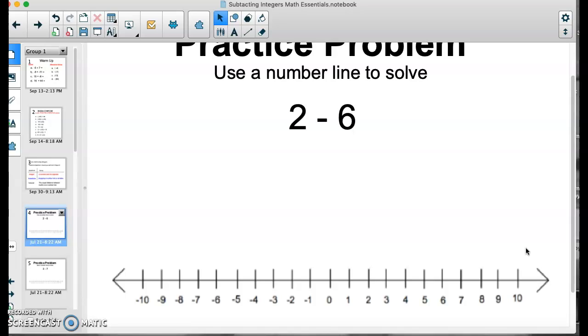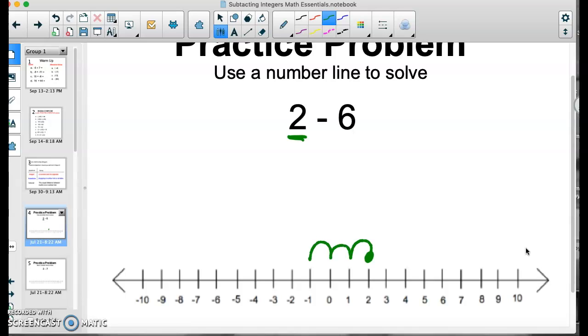So 2 minus 6. Okay, so we have 2, a positive 2. So if we come down to our number line, we start with the positive 2 and we're going to subtract 6. So subtract, we're going to the left, and we're going left 6 times. 1, 2, 3, 4, 5, 6. And that is our minus 6. So our answer is -4.